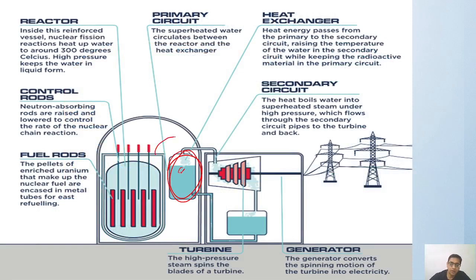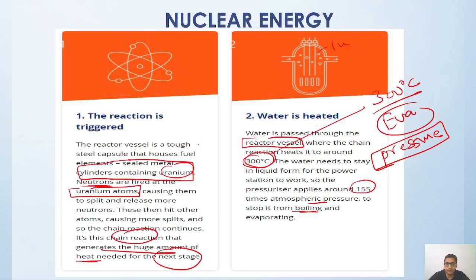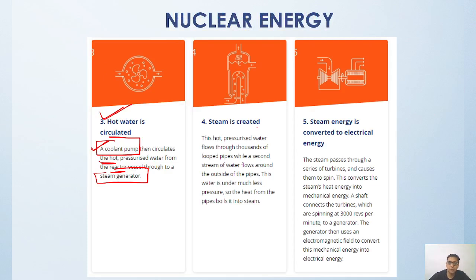So this superheated water goes here to a steam generator, right? So the hot pressurized water flows through to a steam generator. Then steam is created inside. So here you can see the steam started getting created, and there is a pipe that is attached around the pipes.